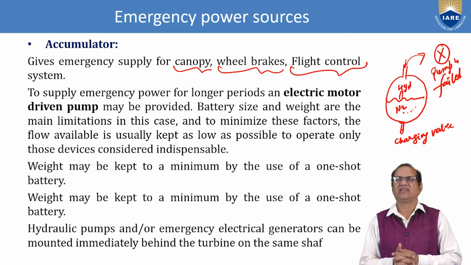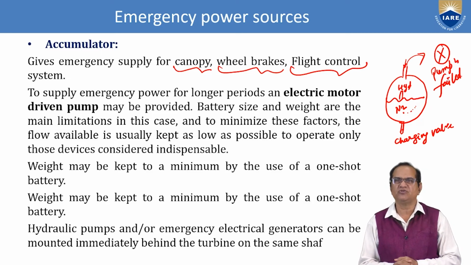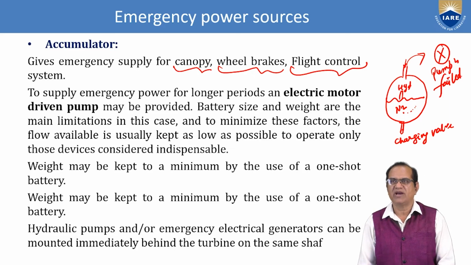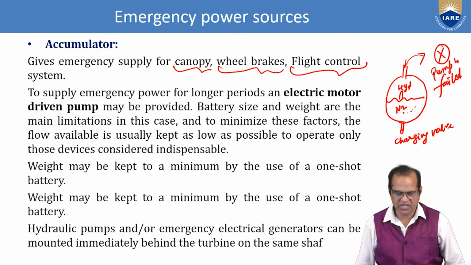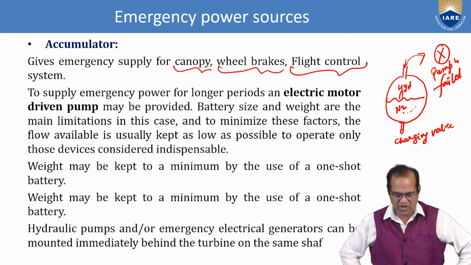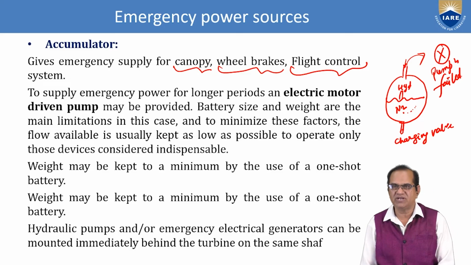Battery size and weight are the main limitations in this case, and to minimize these factors, the flow available is usually kept as low as possible to operate only those devices considered indispensable. Weight may be kept to a minimum by the use of a one-shot battery. Hydraulic pumps and an emergency electrical generator can be mounted immediately behind the turbine on the same shaft.